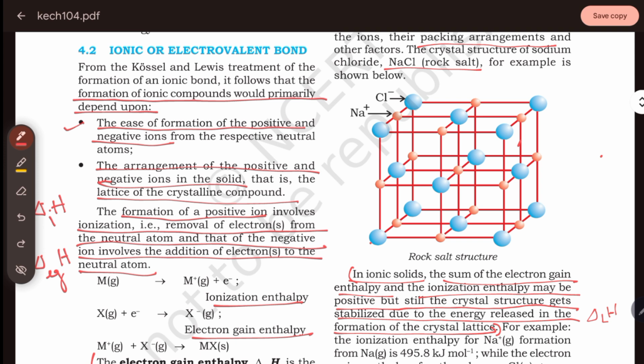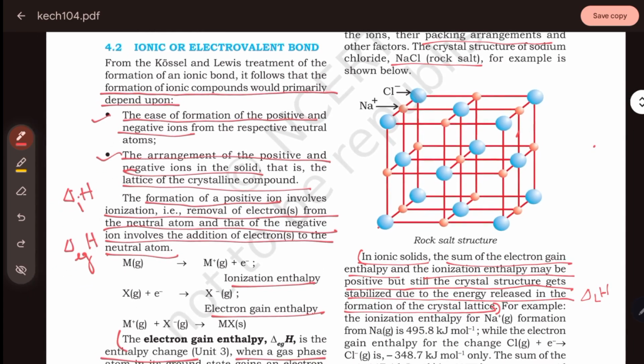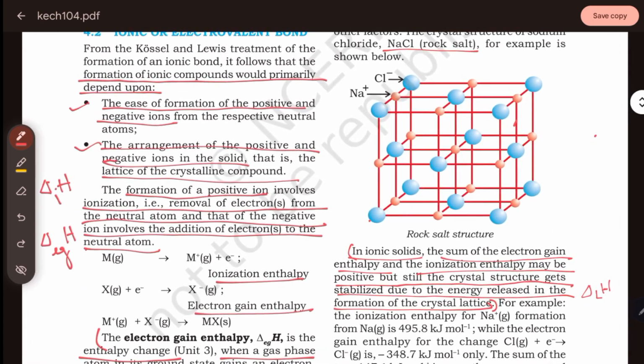If I say the positive ion, that is the cation, negative ion is the anion, from the neutral atoms, and the arrangement of the positive and negative ions in the solid crystalline state, that is the lattice state, how they are aligned, how strongly they are aligned.